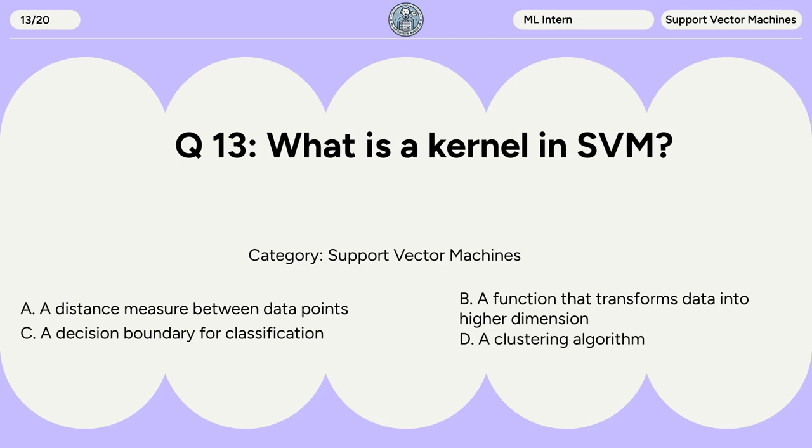Question 13. What is a kernel in SVM? A. A distance measure between data points. B. A function that transforms data into higher dimension. C. A decision boundary for classification. D. A clustering algorithm.